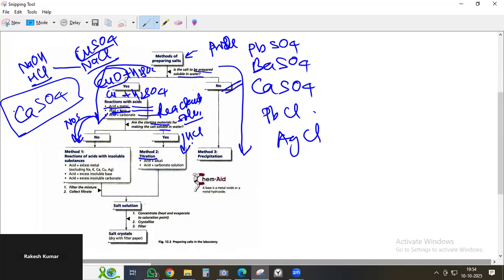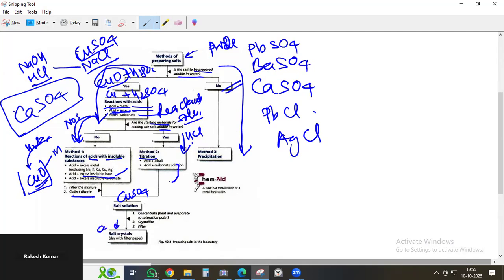That means I will have to react the acid with the insoluble substance. So to make CuSO4, I take CuO, which is insoluble, and this has to be in excess, and then I put H2SO4. Because the CuO is in excess, I will have to filter, and I will be left with CuSO4 solution, and then I will crystallize.